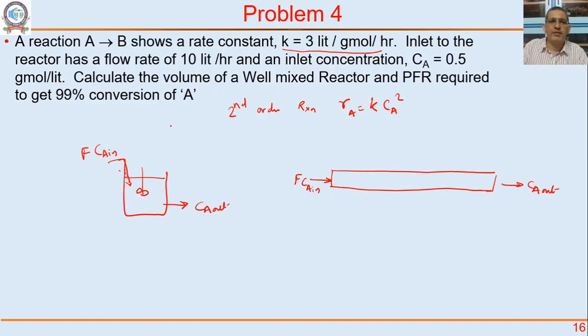We want 99% conversion of A. So what can we say about Ca out by Ca in? 99% is reacted, only 1% is remaining. So Ca out must be 0.01 times Ca in. What do we know about flow rate? Flow rate is 10 liter per hour. What do we know about inlet concentration? 0.5 gram mole per liter. Right? Find the volume.